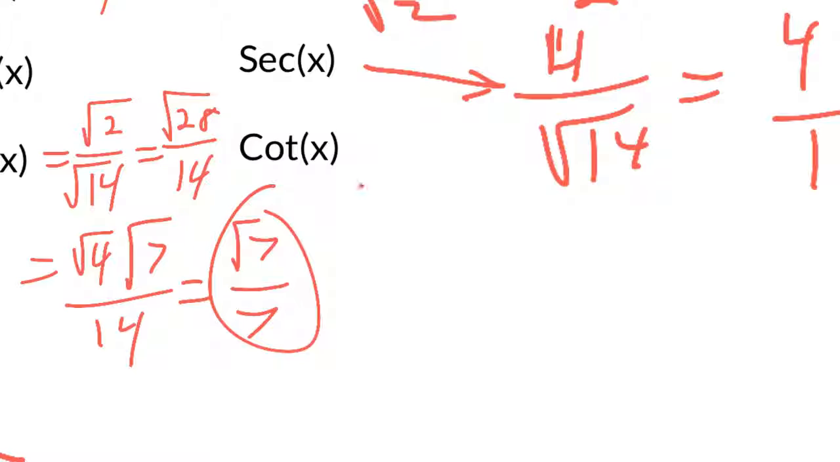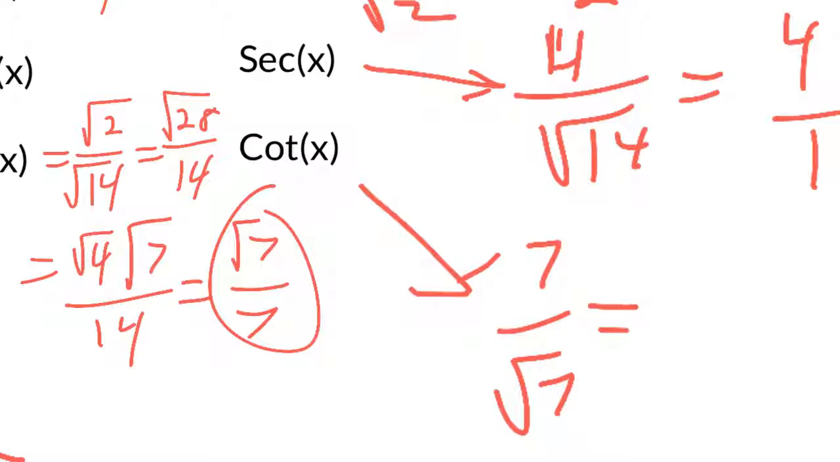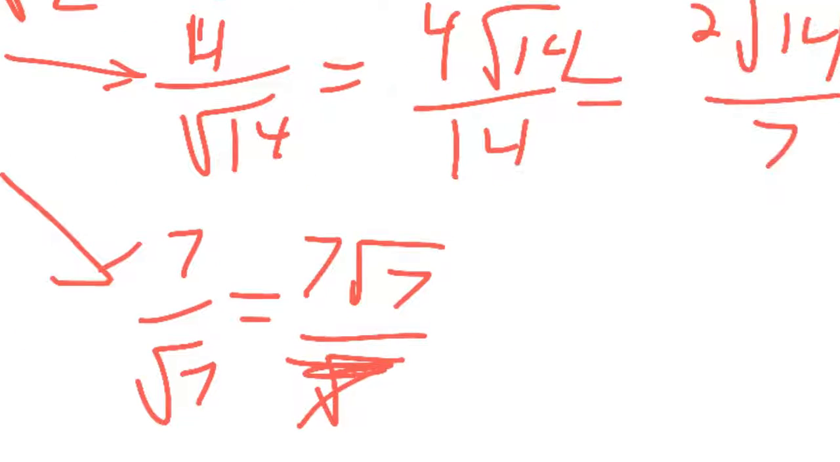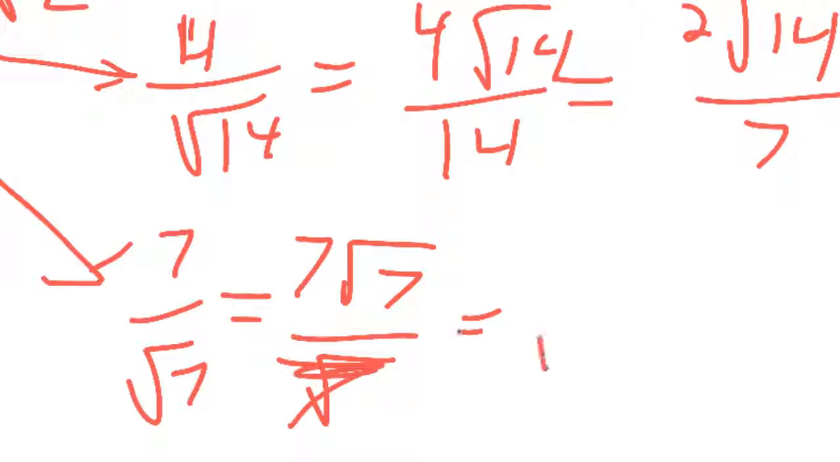Then you have to do the same thing with cotangent. Flip what you got for tangent. So it's 7 over square root of 7. But then multiply the top and the bottom by square root of 7 because we don't like radicals in the bottom. Oops, this is going to be a positive 7. The 7's cross cancel, so you just get square root of 7 for this one.